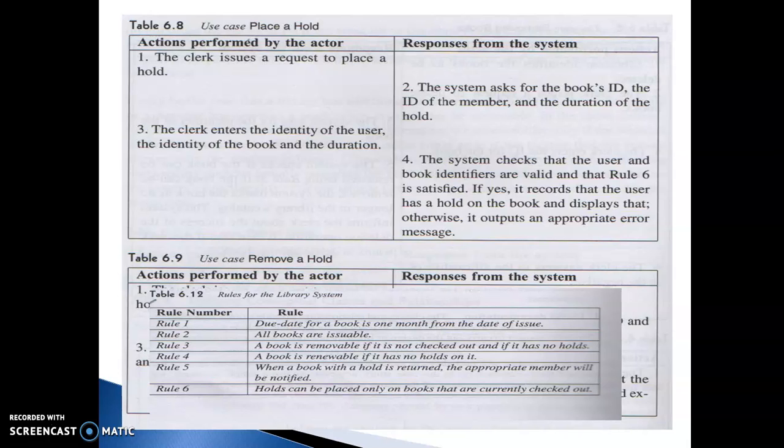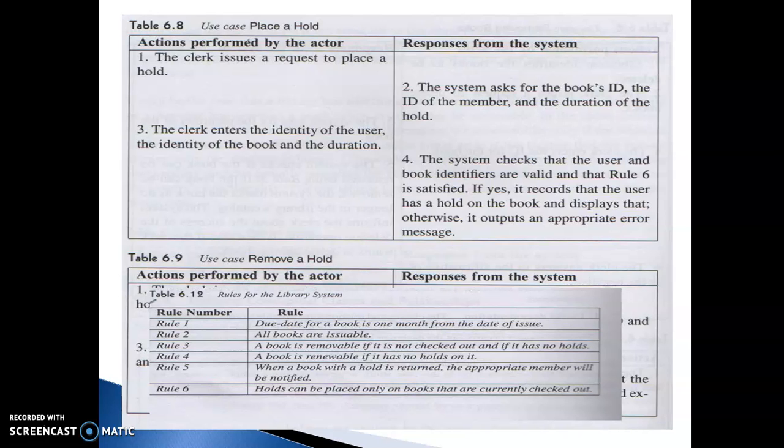Suppose you want any book to keep with you for a longer period of time, that is called placing a hold. The system asks for the book id, the id of the member, and the duration of the hold. The book id, of course, and the duration of the hold, how many days or how many months you want to hold that particular book. That is called placing a hold on a book. You have reserved that book for a certain duration of time, so that is called placing a hold.